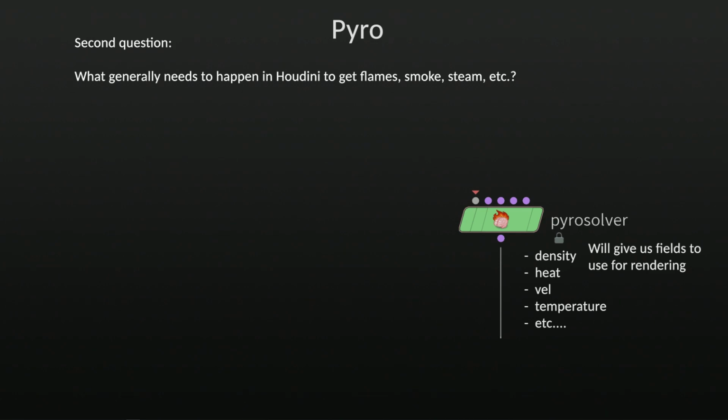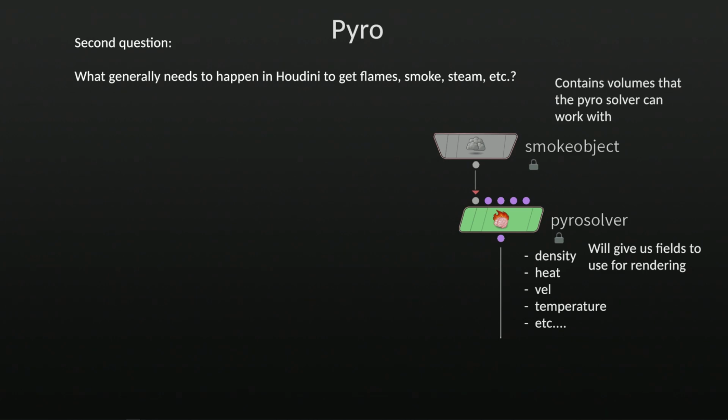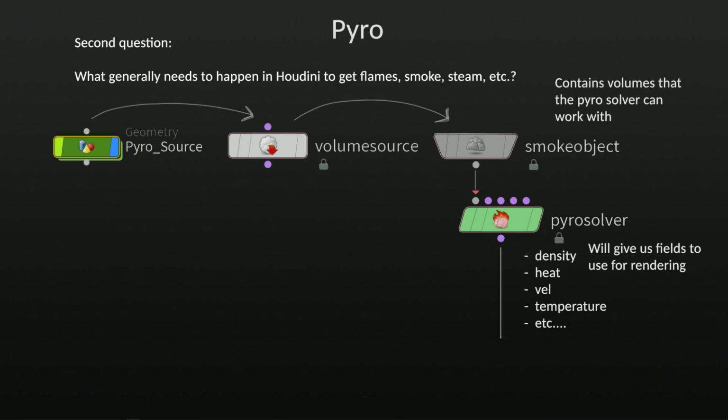Now, this Pyro solver can't just create fire out of nothing. We have to feed the Pyro solver volumes so that it can work with something and give us these fields. So the thing that contains those volumes is a smoke object. The smoke object is basically like a bucket. It contains a bunch of volumes, and that's what the Pyro solver is allowed to work on. Now, the main idea is that the smoke object will get what it needs from the volume source node, and the volume source node will get what it needs from our geometry.